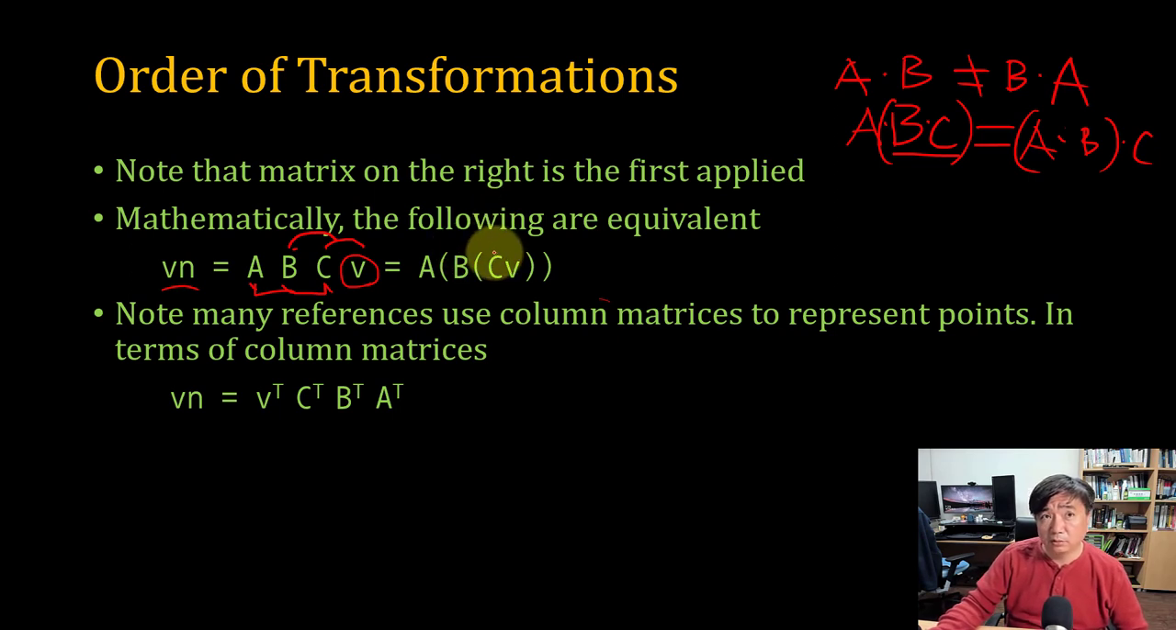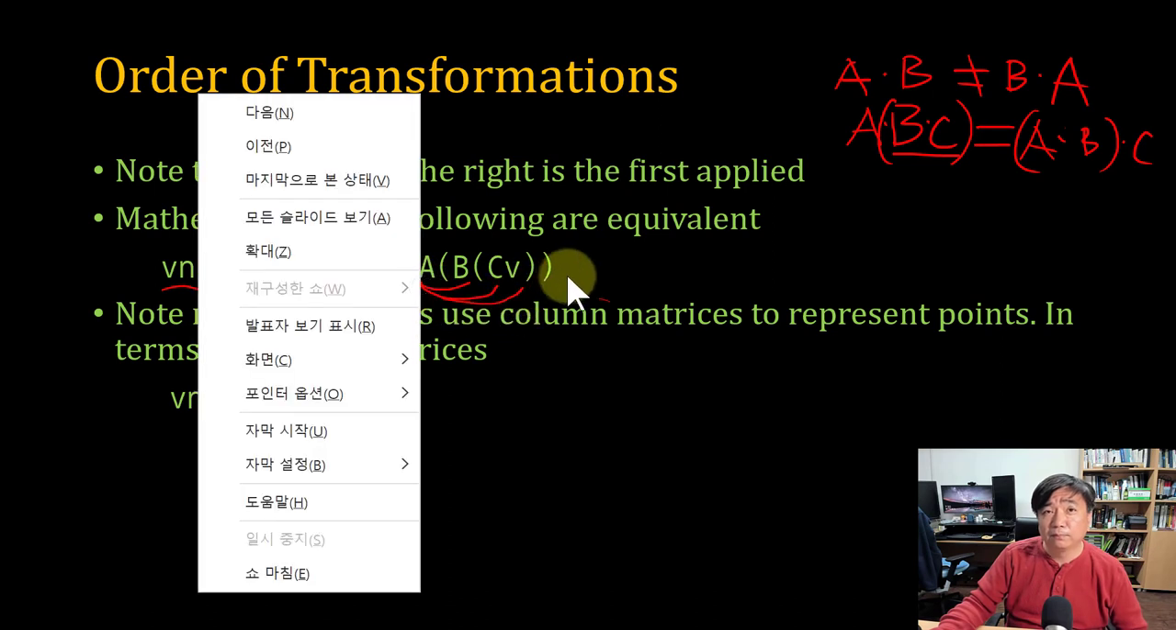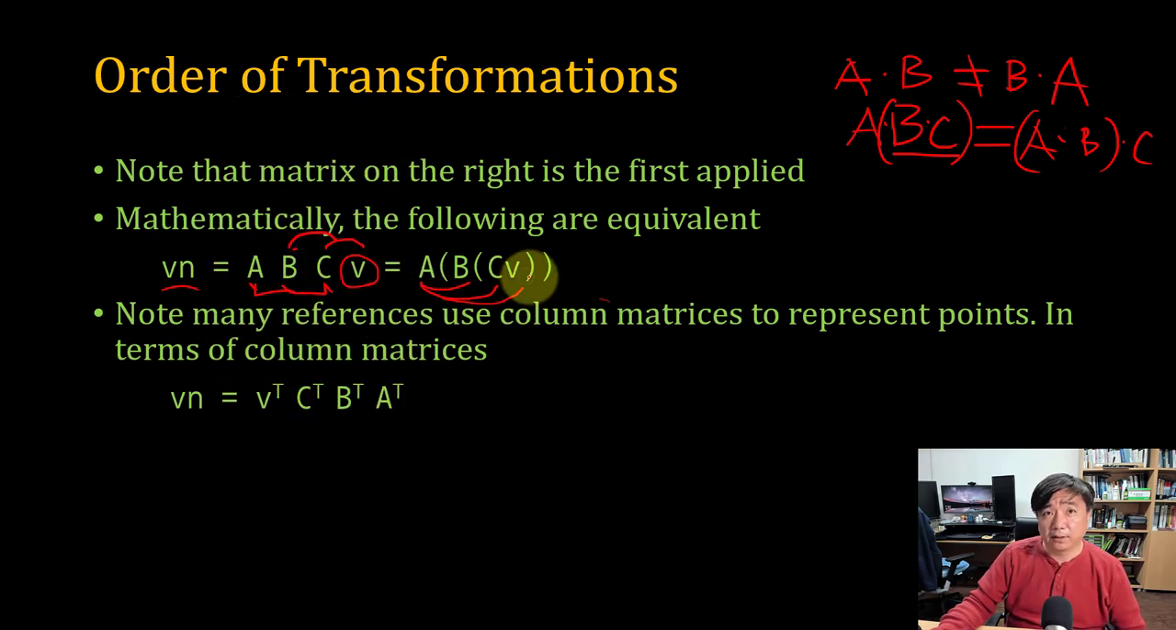And also, it is possible to do A and B matrix multiplication, and then A and C matrix multiplication, and then multiply with the vertex. Then we can get the same result. There is no difference. The result is exactly the same, but which one is better? Yes, this one is better. Why? Think about it.